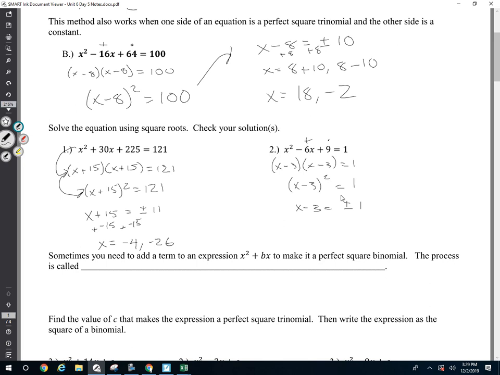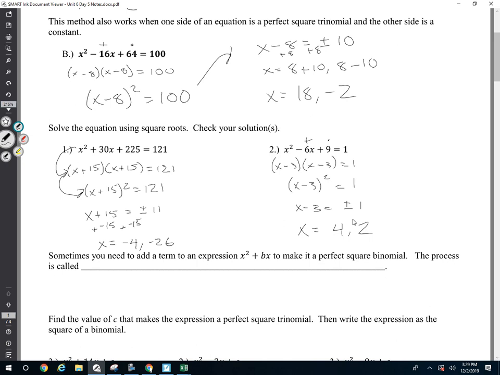What do we do with this x minus 3? How do I get rid of that? Add 3 in this case. I add 3 to get positive 1 plus 3, which is 4, and negative 1 plus 3, which is 2. Okay?